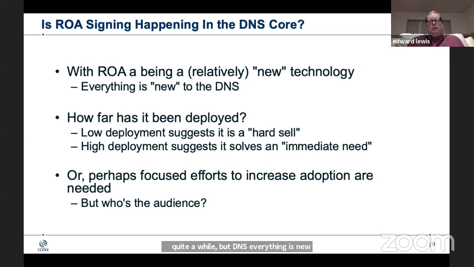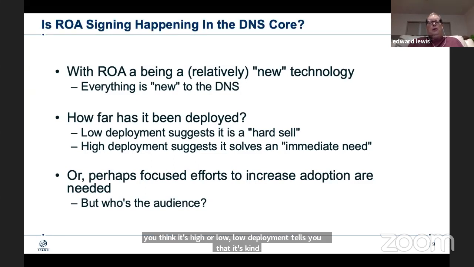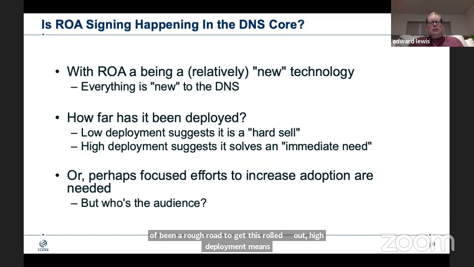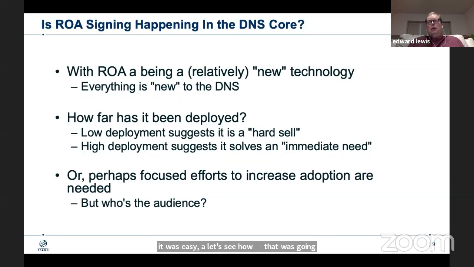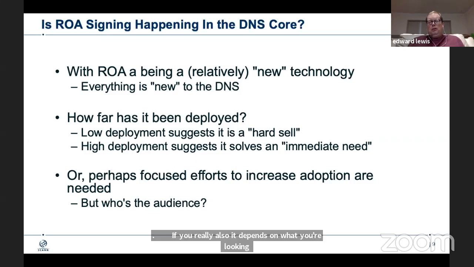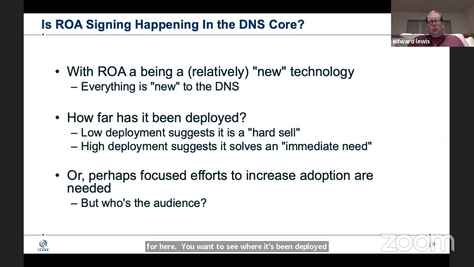Now, I have a lot of experience with DNSSEC deployment. And whether or not you think it's high or low, the low deployment tells you that it's kind of been a rough road to get this rolled out. High deployment means it was easy. So let's see how that's going. Also, it depends on what you're looking for here. You want to see where it's been deployed because that might help you decide where you want to focus your energy.